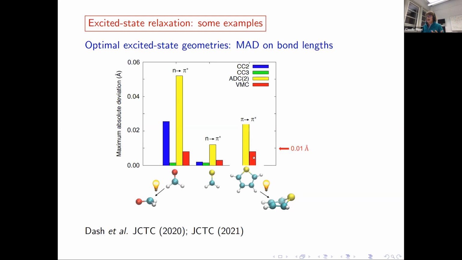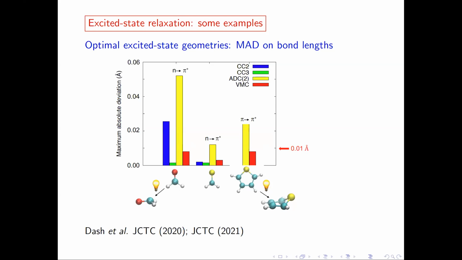And we are always, so we are red. Okay, so we are the red, green is CC3. And then these are two different cheaper techniques which you might find in the literature, okay? And we're always within 0.01 angstrom. Are there questions, or I see a chat, there is another.